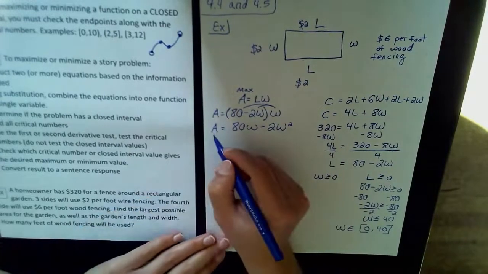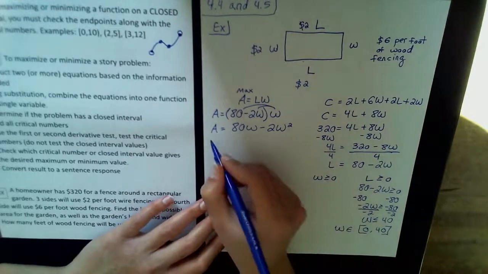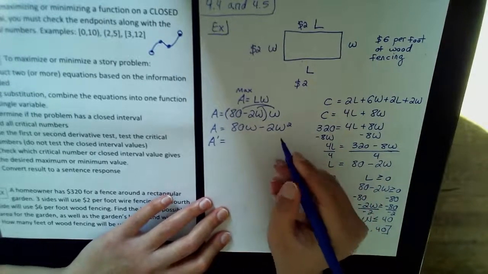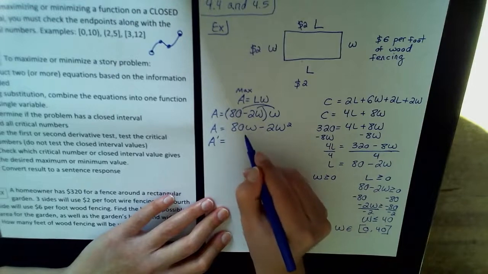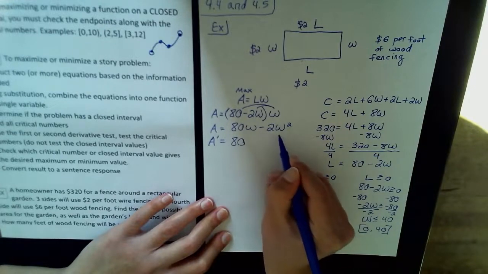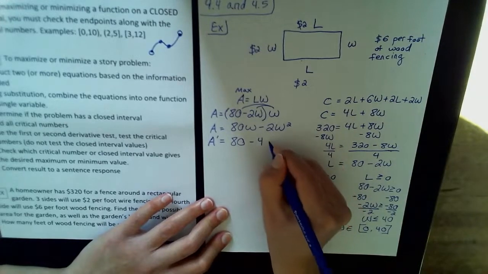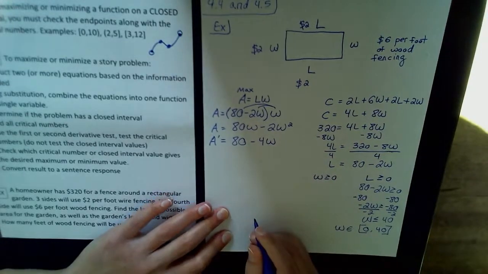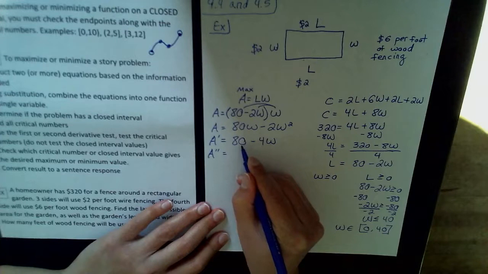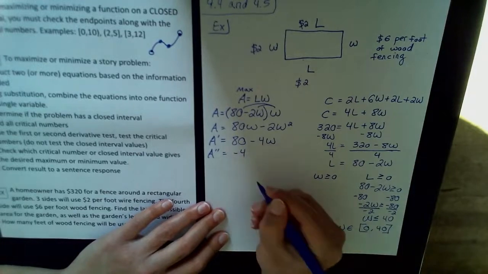So we now perform the first or second derivative test, and I'm going to use the second as it's much faster. So to use the second derivative test, that is, we need to find the first and second derivatives. The derivative of 80W is just 80. The derivative of minus 2W squared, well, we multiply the 2 out front to get -4. We subtract 1 from the exponent, which leaves us with just W. And now we find the second derivative. The derivative of 80 is 0. The derivative of -4W is just -4.